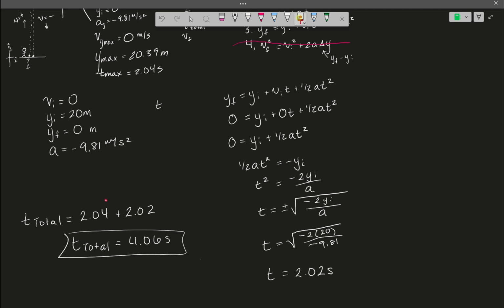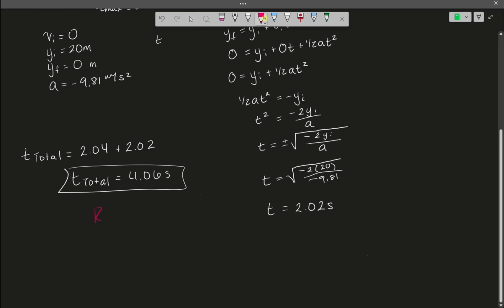Why do I have 2.04 seconds for the first half and 2.02 seconds for the second half? In all honesty, these are likely rounding errors, and I would consider them negligible. We're just going to ignore that. They're just rounding errors.